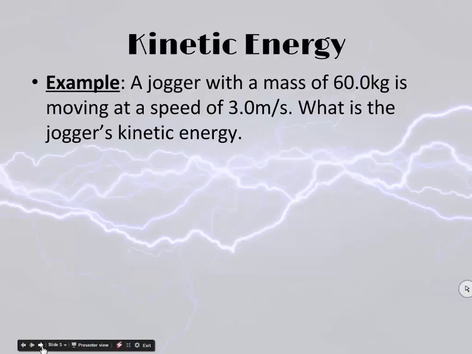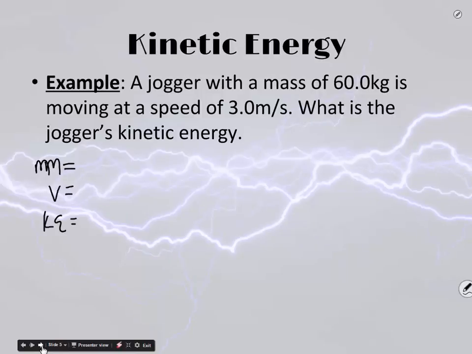So let's try an example problem. A jogger with a mass of 60 kilograms is moving at a speed of 3 meters per second. What is the jogger's kinetic energy? First, we should always write out the variables that we're given. So we have mass, velocity, and kinetic energy in our equation.